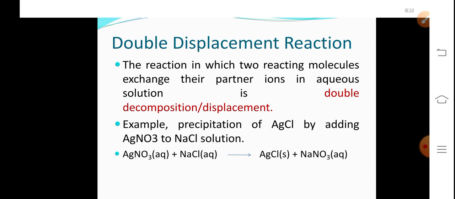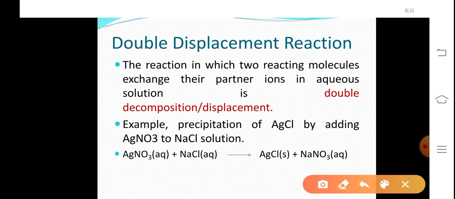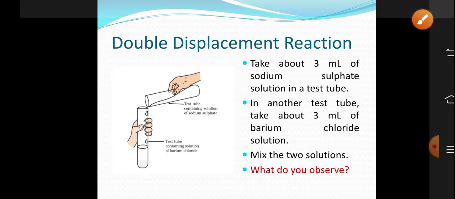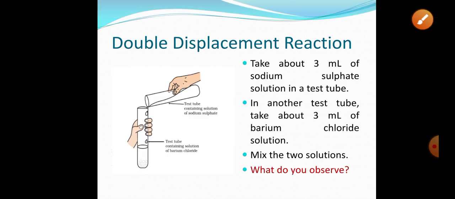So such reactions in which all the partner ions have changed are known as double displacement reactions. Now the displacement requires decomposition as well. Here silver nitrate is decomposed and here NaCl is decomposed, and this is due to the decomposition reaction that the displacement is possible. Hence, double displacement is also known as a double decomposition reaction. Now, let us take one more example.